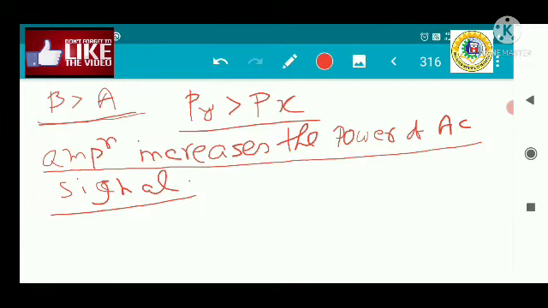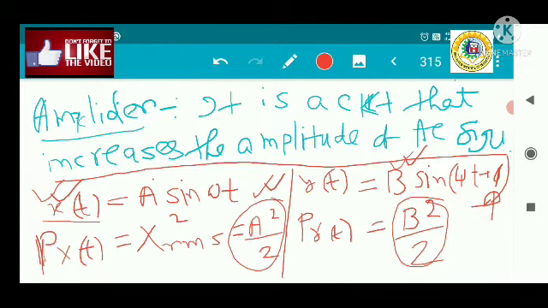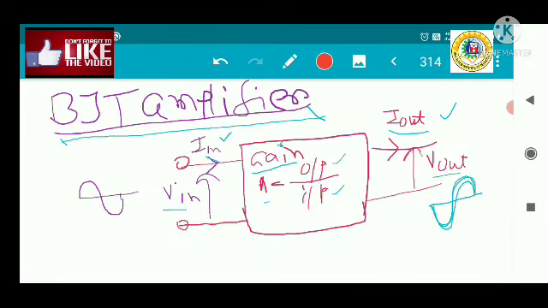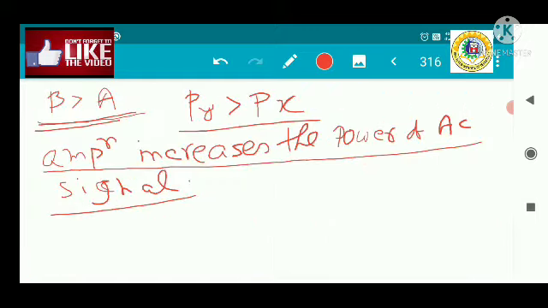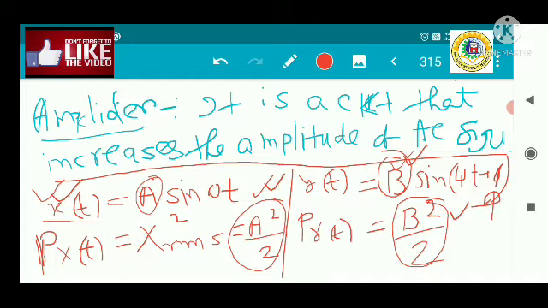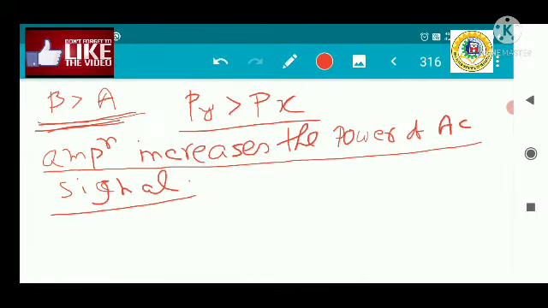We have assumed here B greater than A, because in the case of the amplifier I have said that the amplifier is a circuit that increases the amplitude of the AC signal. Now this is the amplitude of the input signal and this is the amplitude of the output signal. As this is the amplifier circuit, input is being applied here, output is being taken out from here. Now as this is the amplifier, B must be greater than A, so that is the condition. And as B is greater than A, B square by 2 is also greater than A square by 2, that's why the power of the output is greater than the power of the input. So we can conclude that the amplifier also increases the power of the AC signal.